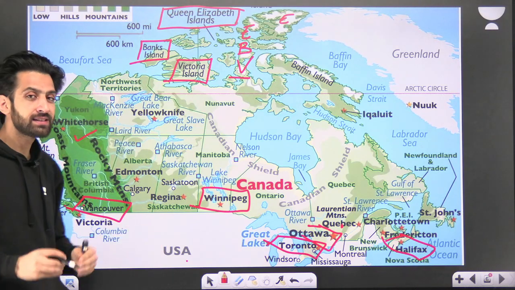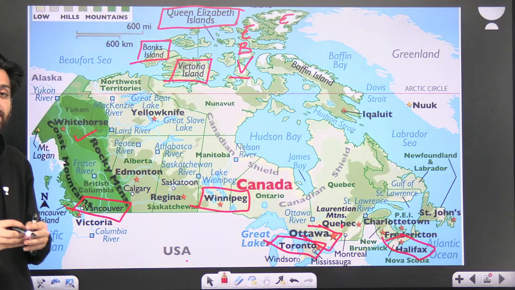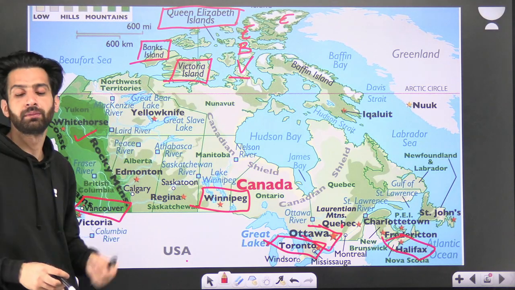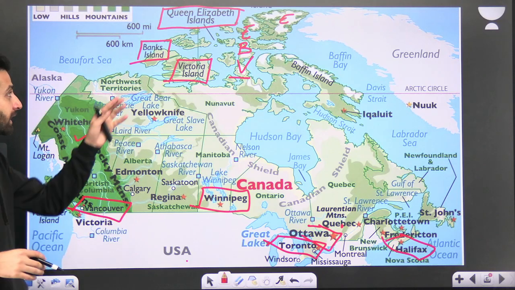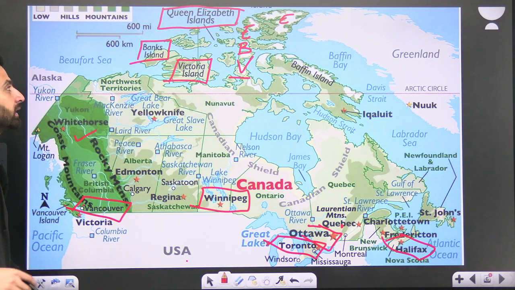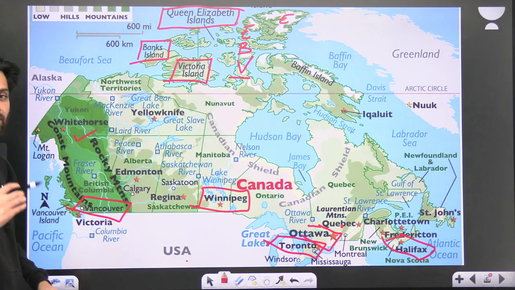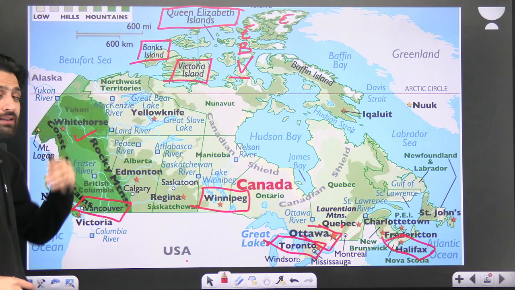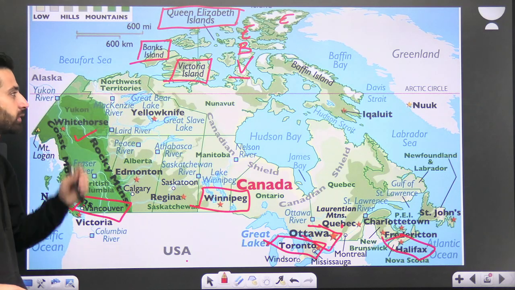You have to memorize these things, because there is a very good chance that UPSC might ask a question on Canada, because this place is in the news. That's why you should know all the names of the islands as well. So these are the 3 important islands in Canada. That is Queen Elizabeth Island, Banks Island, and Victoria Island.